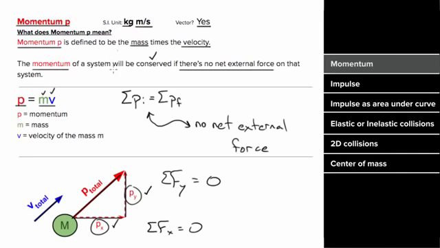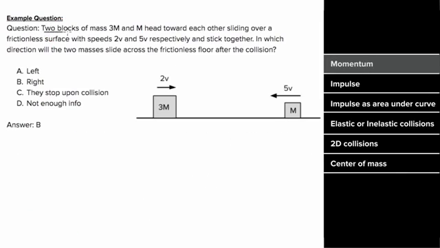So what does an example problem involving momentum look like? Let's say two blocks of mass 3m and m head toward each other, sliding over a frictionless surface with speeds 2v and 5v respectively. And after the collision, they stick together. Which direction will the two masses head after the collision? To figure this out, we could just ask what direction is the total momentum of the system initially. Since momentum is going to be conserved, that'll have to be the direction of the momentum finally.